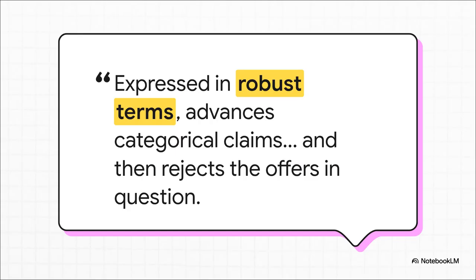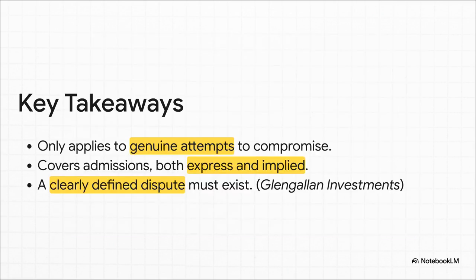The case of Collins-Thompson v. Clayton is the perfect example of this. The court looked at a letter clearly marked without prejudice, but what was actually in it? It was just aggressive posturing. It made categorical claims, rejected offers. It wasn't a negotiation, it was a threat. The court saw right through it, and the privilege was lost. The shield was useless.